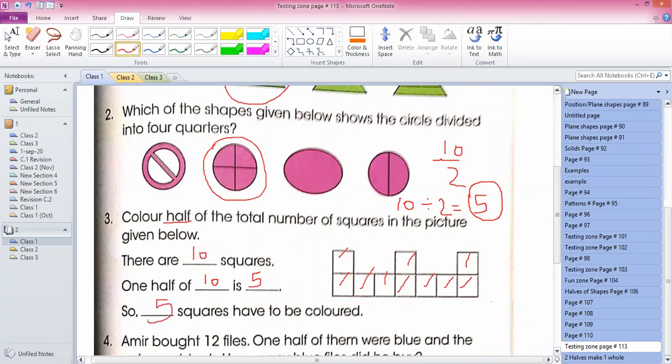So 5 squares will be colored. How many squares will be colored? 5. Guys, do you understand how to find out the half? Very good. I just repeat it for you. If you want to find out the half of any number, just divide it by 2, because half means to divide into 2 equal parts. Check the table of 2. 2 multiplied by what will give you that number? Like 10. 2 multiplied by 5 is equal to 10. In that way you will find out the half.